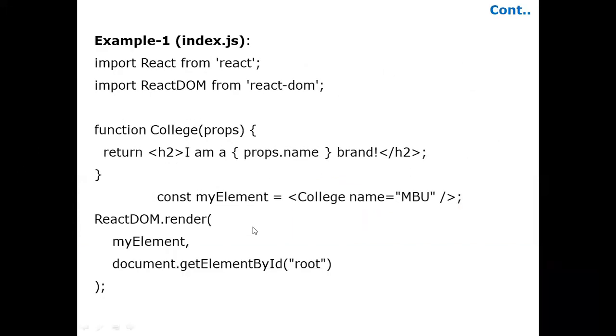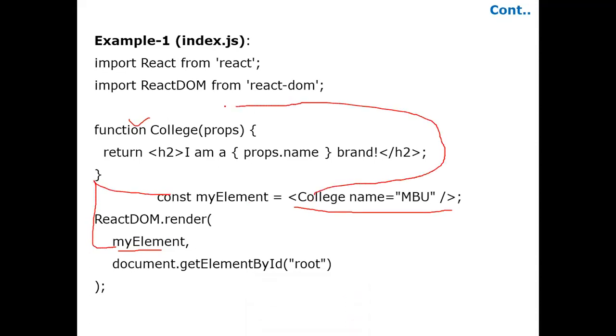Now I'm rendering a small React element, that is my element. What will be in my element? There will be a component. The name of this component is college. Which type of component? It is a functional component. Now, with the help of my element, whenever you render this with React DOM.render, it will call the college function. So the prop here, name equal to MBU, will be accessed by props.